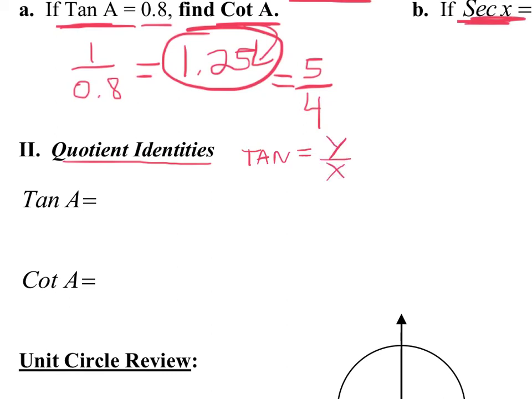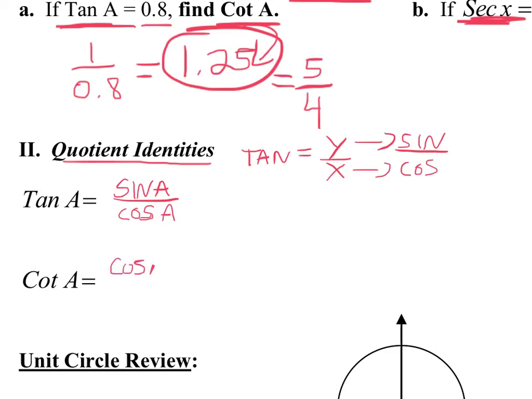Well, we proved in the unit circle that y is the same thing as sine of that angle, and x is the same thing as cosine of whatever angle you're looking at. So we could take tangent of A and say it's equal to the sine of A over cosine of A. Right? Relate it to y over x. Cotangent is just the reciprocal of it. It's x over y. So it's the same thing as saying cosine of A over the sine of A.